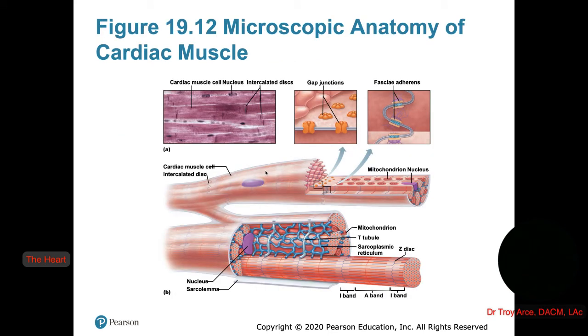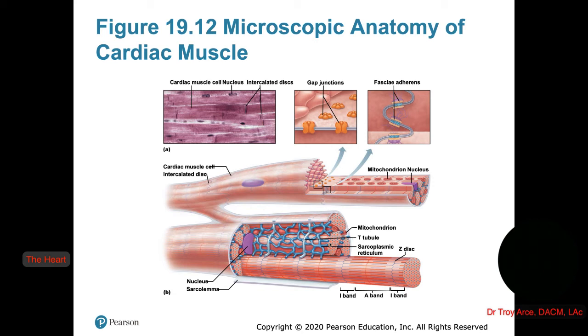So here, as you can see, it's multinucleated. You have your intercalated discs up top, and you have your gap junctions that are made to communicate, and you have your fascia adherens that actually adhere cell to cell, right in through there. Here's your cardiac muscle cell and your intercalated disc, as you can see. You have your nucleus and your sarcolemma, and we'll get into those Z discs later when we talk about muscle tissue. You have your mitochondria and your T tubules that allow for contraction.